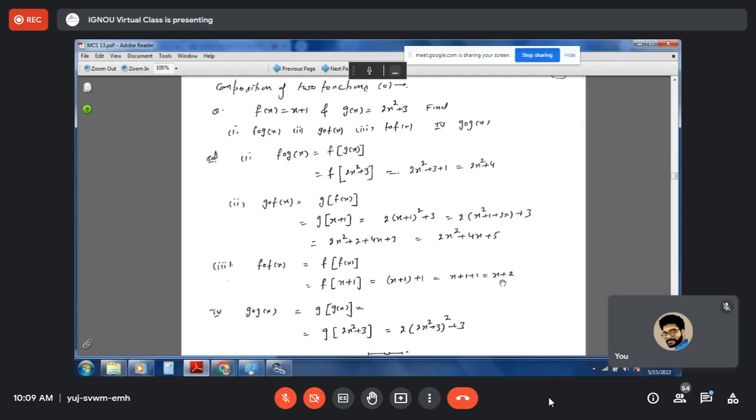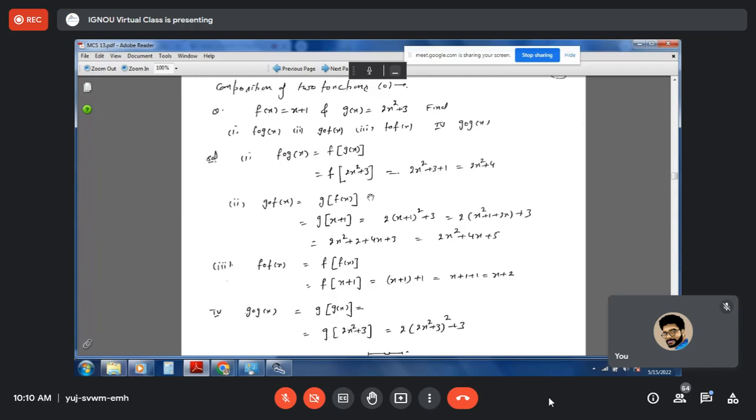Similarly, G composition G. First apply the definition. This first G is outside, Gx in the bracket. Now put the value of Gx. Gx is 2x square plus 3. What is the meaning of this? It means go to G, and in G replace every x with 2x square plus 3.